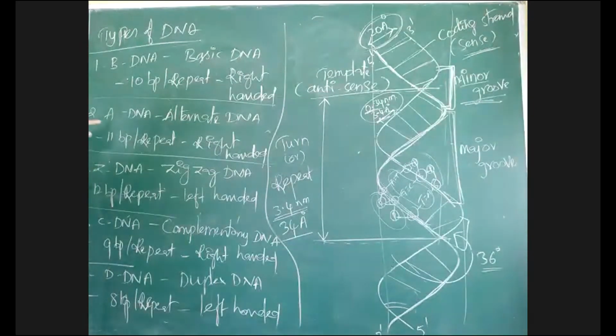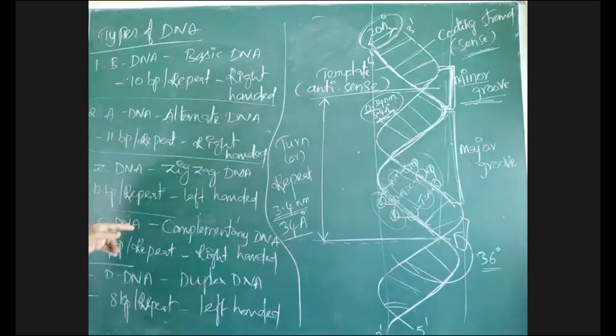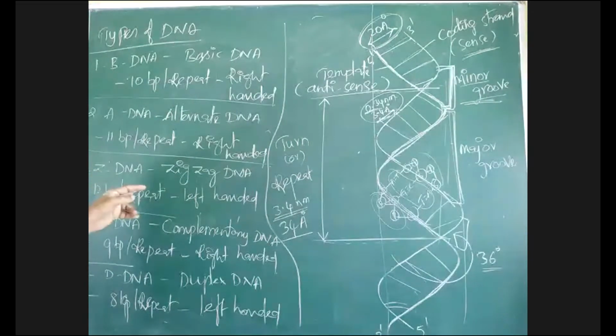Then 11 base pairs are present in aDNA. aDNA stands for alternate DNA. This alternate DNA is very rare. It has 11 base pairs, which is a right-handed helical form only. Then zigzag DNA, which is called zDNA, has 12 base pairs.